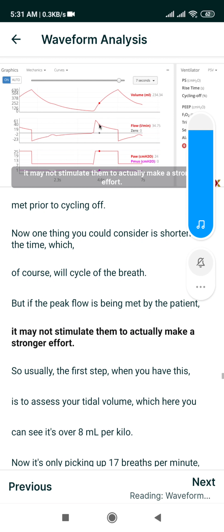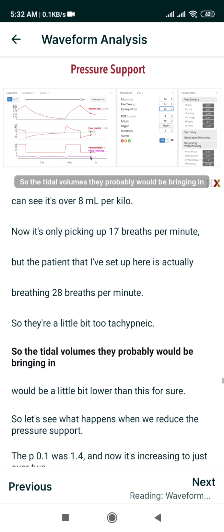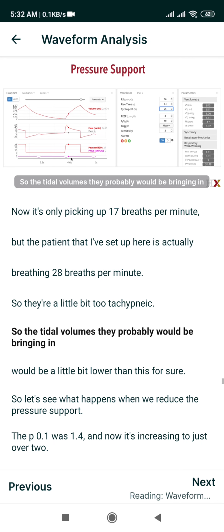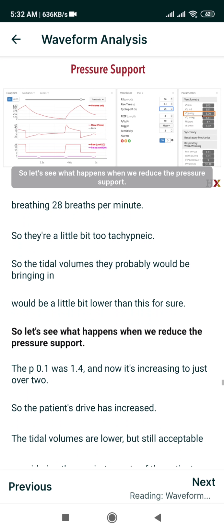Now, it's only picking up 17 breaths per minute, but the patient that I've set up here is actually breathing 28 breaths per minute. So they're a little bit tachypneic. So the tidal volumes they would be bringing in would be a little bit lower than this for sure. So let's see what happens when we reduce the pressure support.